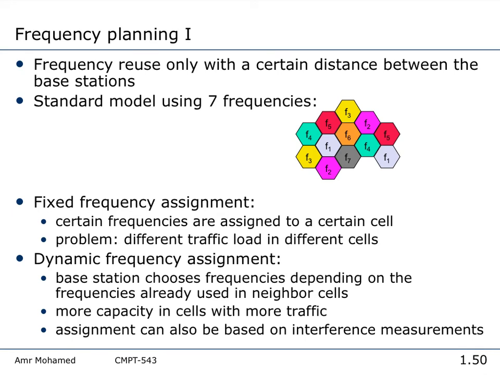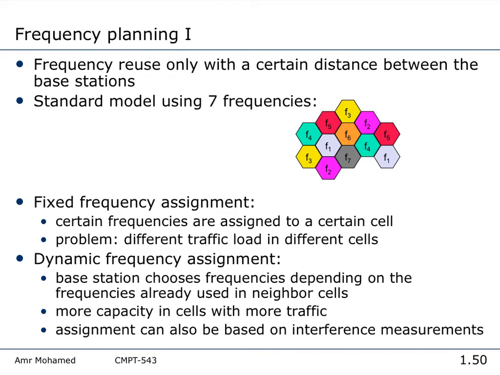So we can assume that there is some frequency reuse, but only within certain distance. For example, we can use F1 here and F1 here, right? But we have long distance between these two cells, okay? But we need to have this frequency reuse, because we can never have enough frequency ranges equal to the number of cells, because we're talking about small cell structure.